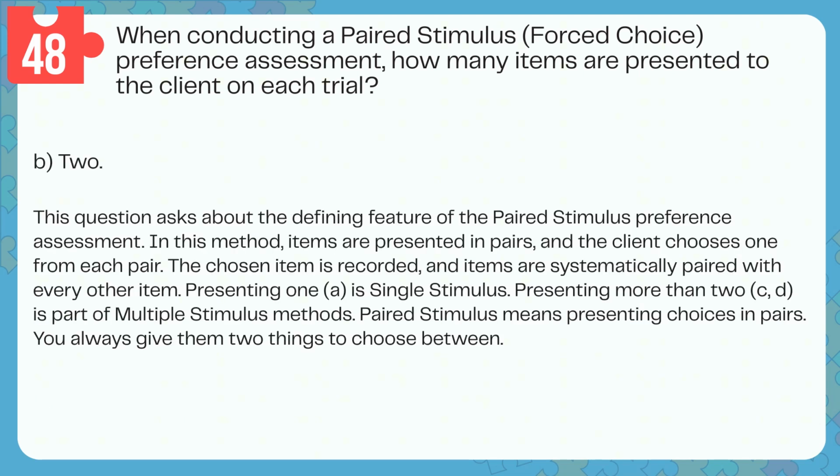Answer B, 2. This question asks about the defining feature of the paired stimulus preference assessment. In this method, items are presented in pairs, and the client chooses one from each pair. The chosen item is recorded, and items are systematically paired with every other item. Presenting 1, A, is single stimulus. Presenting more than two, C and D, is part of multiple stimulus methods. Paired stimulus means presenting choices in pairs. You always give them two things to choose between.